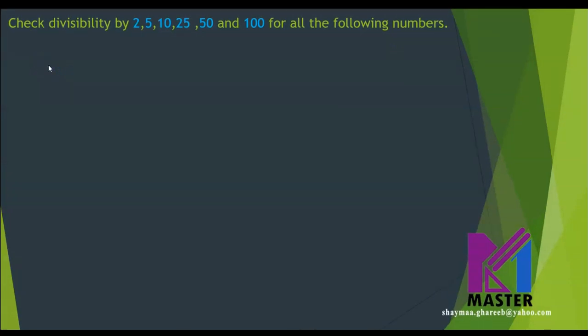Now look at this question. Check divisibility by 2, 5, 10, 25, 50, and 100 for all the following numbers. Number 2390 is divisible by what? Look at this number. Is it divisible by 2? Yes, because it ends with 0. Then divisibility by 2. Is it divisible by 5? Yes, because it ends with 0. So it's divisible by 5. Is it divisible by 10? Yes, because it ends with 0.